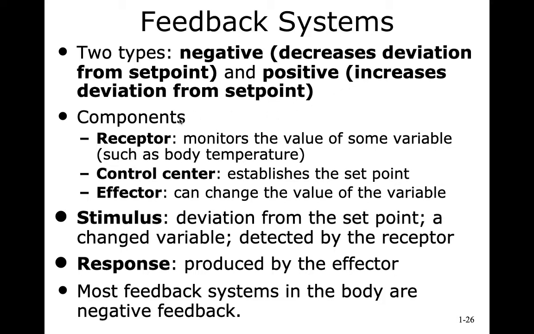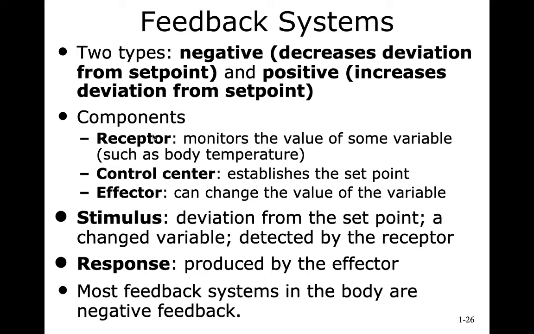Okay, so the components of a feedback system, first of all, is the receptor. The receptor is the structure in your body that's monitoring the value. It's monitoring the set point, okay? It's monitoring your body and making sure that it is staying at that set point. That is going to be the receptor. The control center is the structure of your body that is establishing the set point. So it sets the set point, and usually that's going to be some part of your brain, okay, that sets that set point.